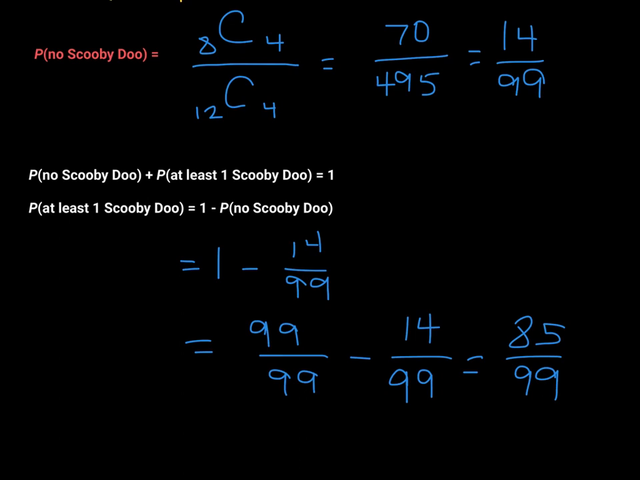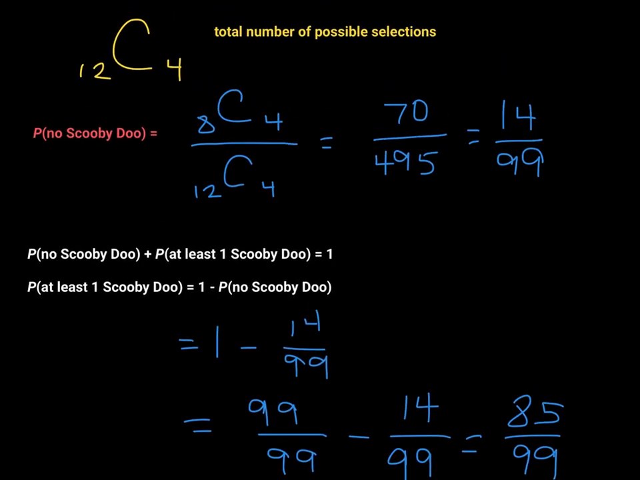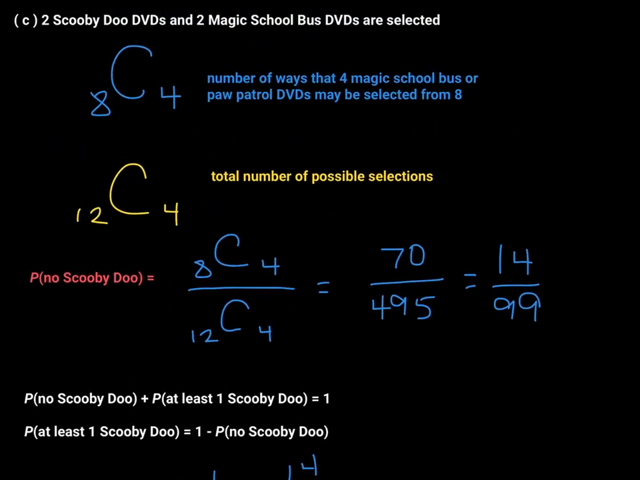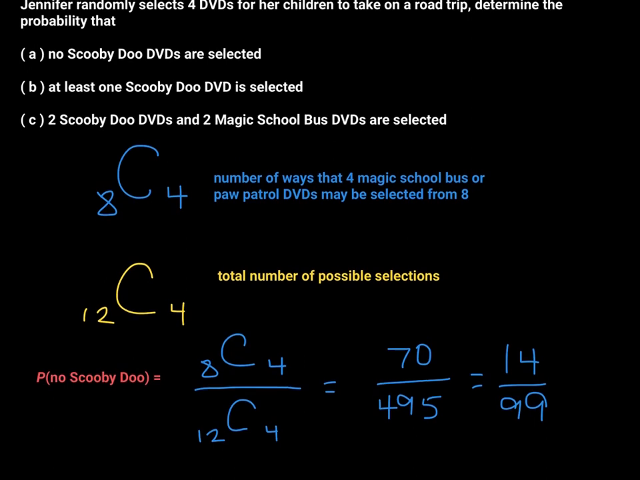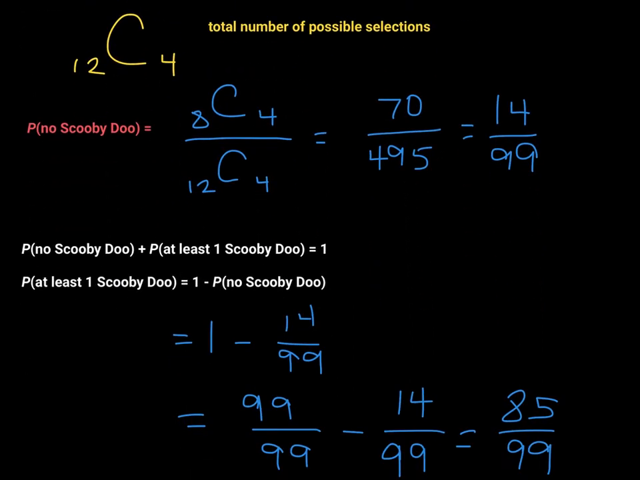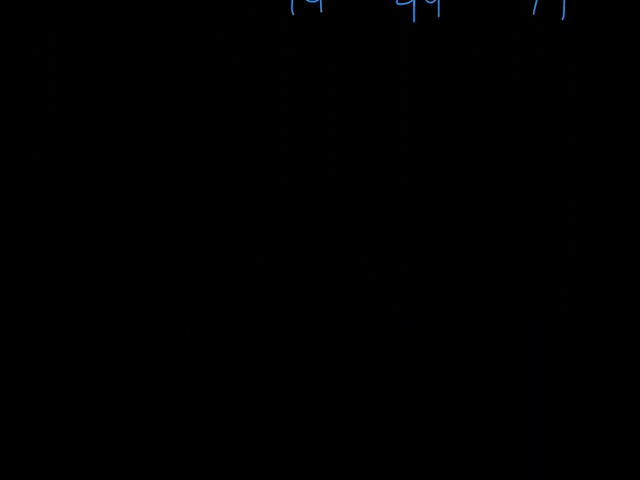All right, let's go to the last question. I forgot what it is, so let me scroll up here. There it is. What's the probability that 2 Scooby-Doo DVDs and 2 Magic School Bus DVDs are selected? Okay, so you're going to have 2 different combinations here. All right, one for the Scooby-Doo and one for Magic School Bus. All right, so let me just move all this up here.